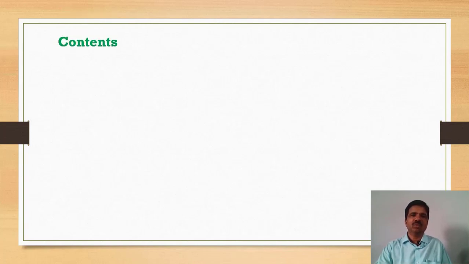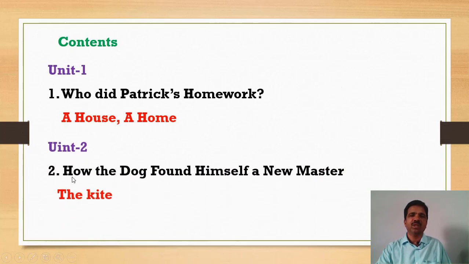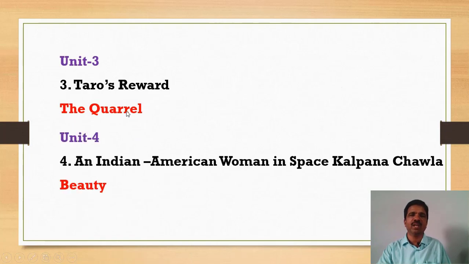In the textbook we have 8 units. Let us see what the first unit is. Who Did Patrick's Homework? Poem: A House, A Home. Second unit, How the Dog Found Himself a New Master. Poem: The Kite. Unit 3, Taro's Reward. Poem: The Quarrel. Unit 4, An Indian American Woman in Space: Kalpana Chawla.